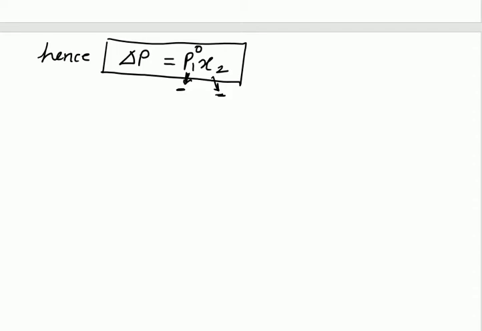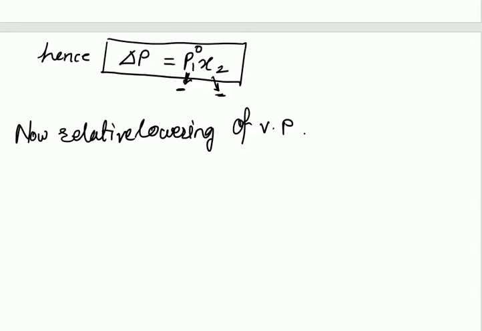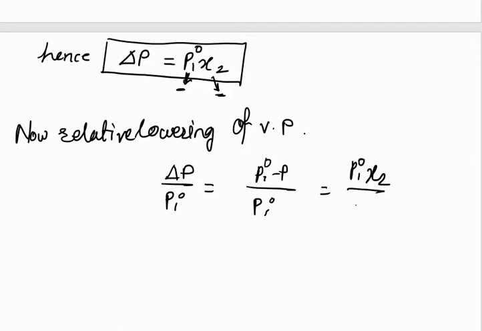And the concentration of solute in the solution means the number of particles present in the solution. Okay? Now, the relative lowering of vapor pressure, that is delta P upon P1⁰. We can put the value of delta P over here. So, we get delta P is P1⁰ minus P upon P1⁰, right? Or P1⁰ minus P is equal to what? P1⁰ into X2 upon P1⁰, right? Now P1⁰ gets cancelled, so we get X2.